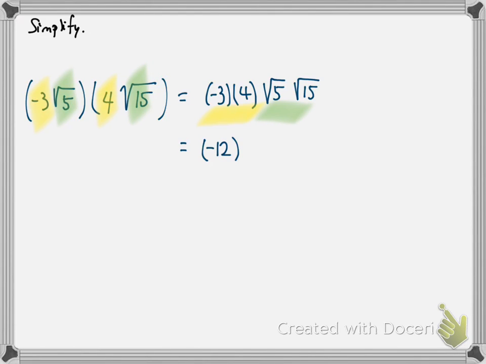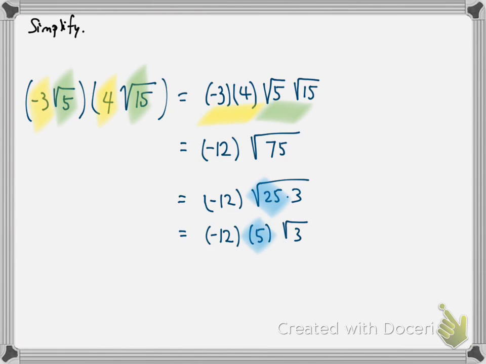The negative 3 times 4 is a negative 12. And the square root of 5 times the square root of 15 is the square root of 75. And now I notice, if I want to simplify this, I'm looking for perfect squares to pull out of the square root. 75 is just 25 times 3. And the square root of 25 is a 5. And so now I can combine the 5 and the negative 12 to get negative 60 times the square root of 3.